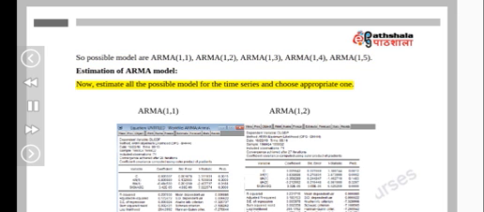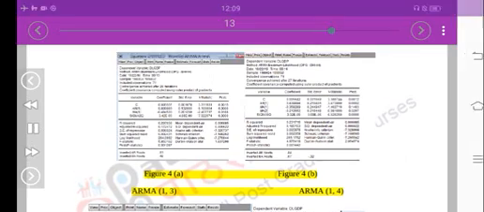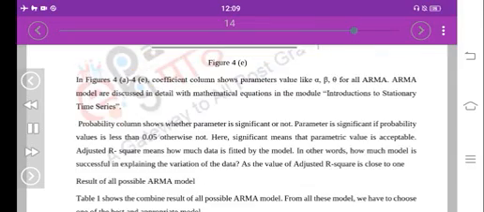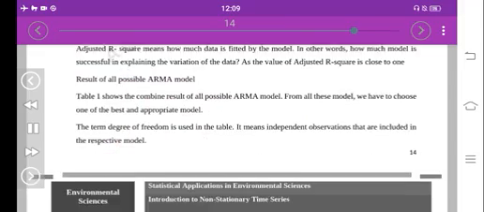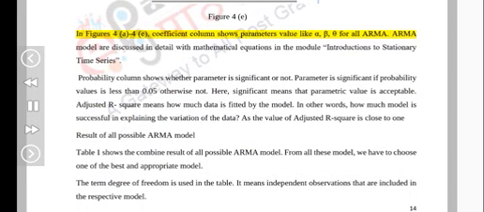Now, estimate all the possible models for the time series and choose the appropriate one: ARMA(1,1), ARMA(1,2), ARMA(1,3), ARMA(1,4), ARMA(1,5), shown in Figures 4a to 4e. In Figures 4a to 4e, the coefficient column shows parameter values like alpha, beta, theta for all ARMA models.